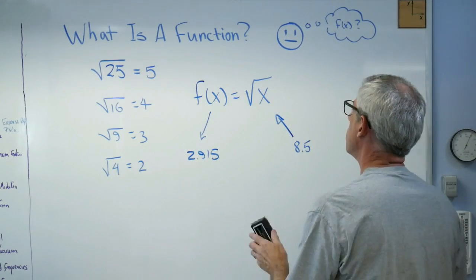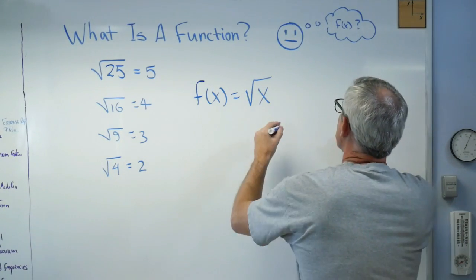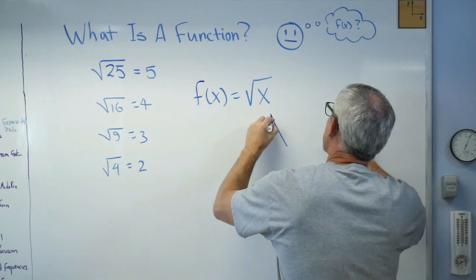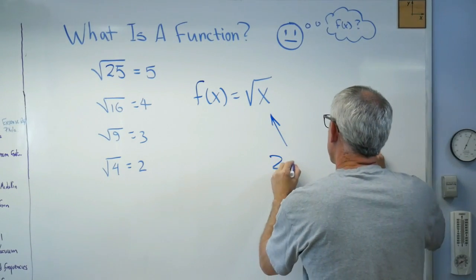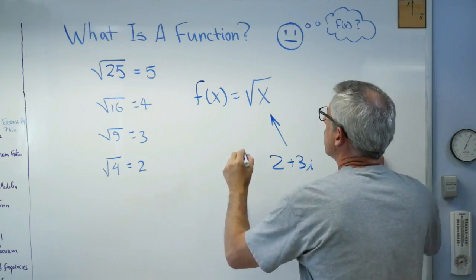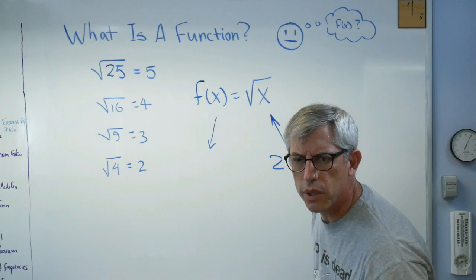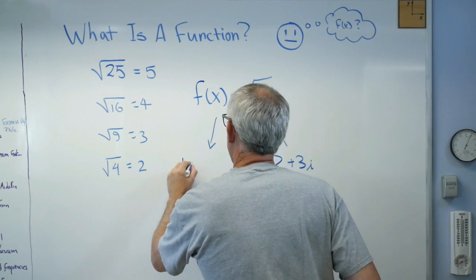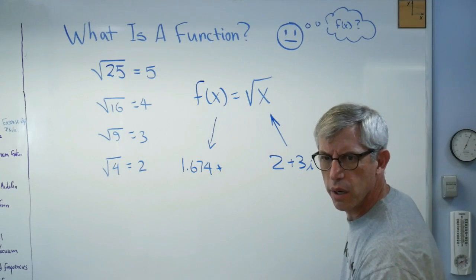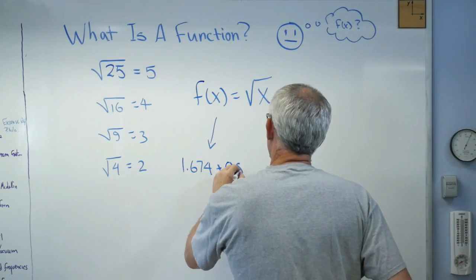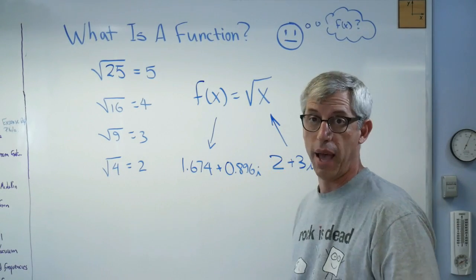Now, not all of you will like this, but these don't even have to be real numbers. These can be complex. For those of you not familiar with complex numbers yet, that's another video. You can check that out too if you like. And then, as I look at my screen to see what it is, 1.674 plus 0.896i. So I pushed that number in and got that number out.